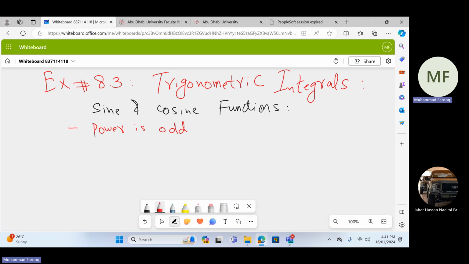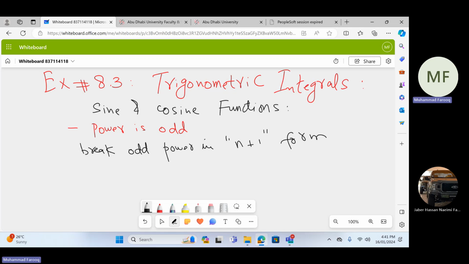We're talking about the first pair, sine cosine. In the sine cosine case, we have two situations: power is even or power is odd. Now, we are talking about if power is odd. If power is odd, how do we integrate? Please note down. First of all, break the odd power in n plus 1 form.